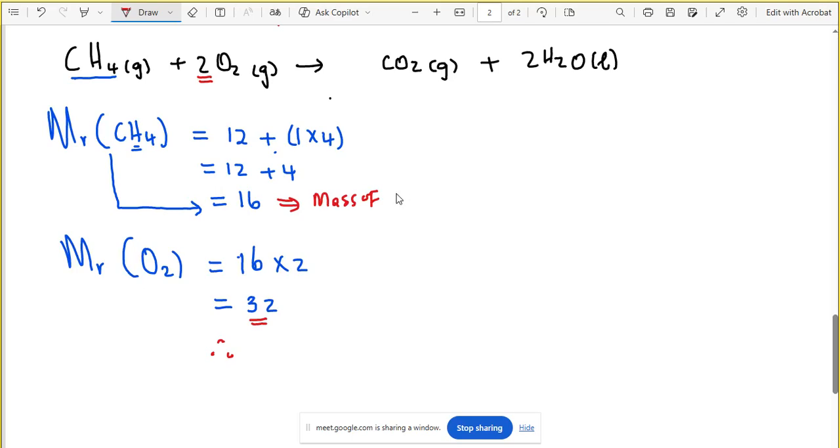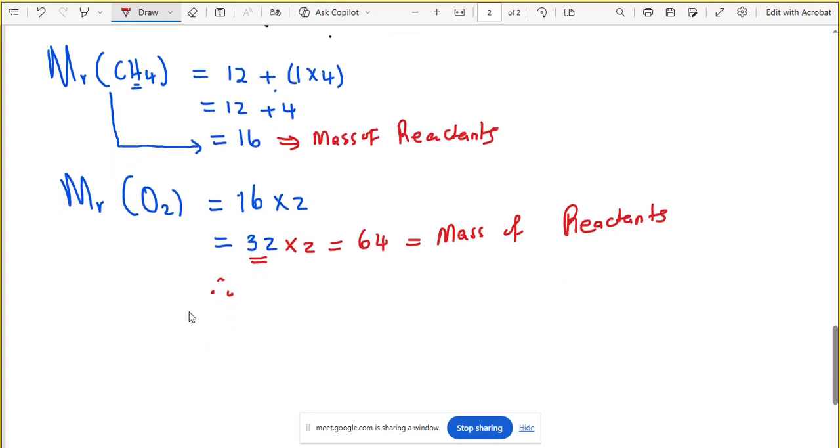This will be the mass of the reactants. Then, to find the mass of the reactants, you take this 32, you multiply by 2, which gives you 64. This 64 is the mass of the reactants. So when you have it like this, you'll find what we call the total mass of the reactants.